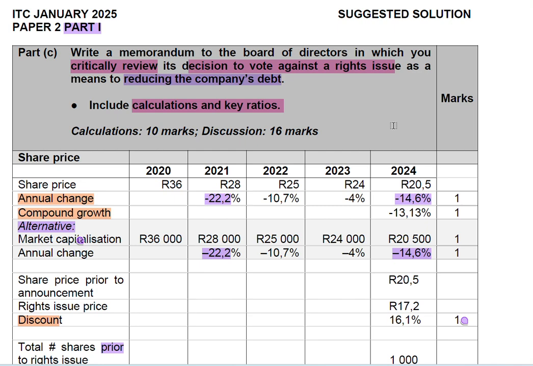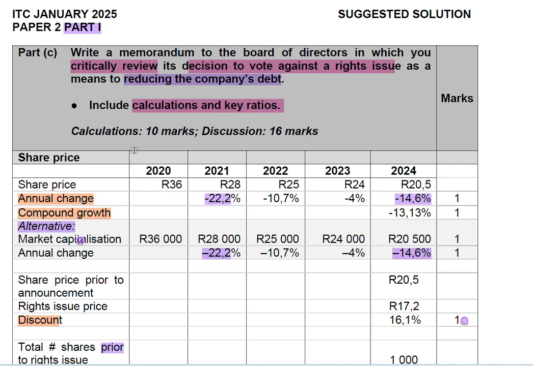We are now doing part C of the suggested solution of SAICA First Board Exam, Paper 2. Part C is on part 1. So we're going to do the same thing. We'll start by reading the required, then we'll go back to the scenario to remind ourselves what was in the scenario, then we'll go back and look at the suggested solution.